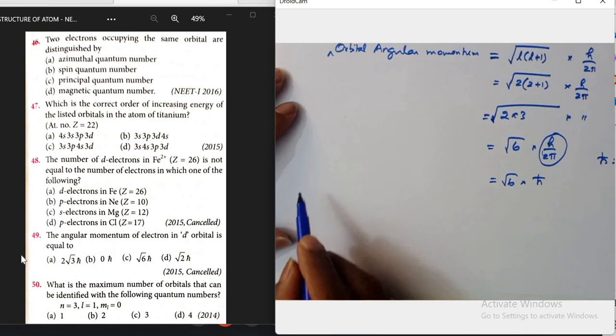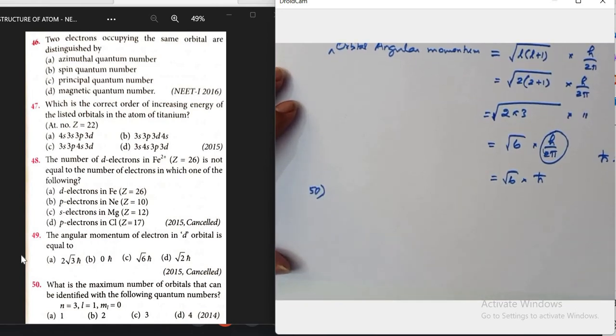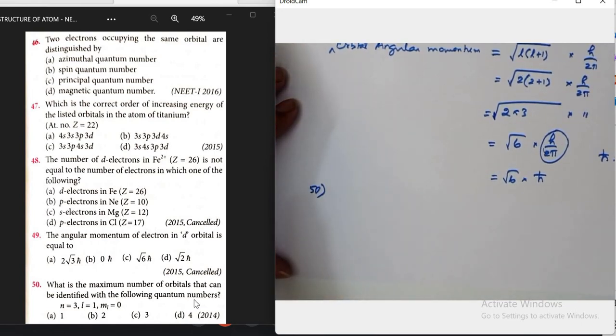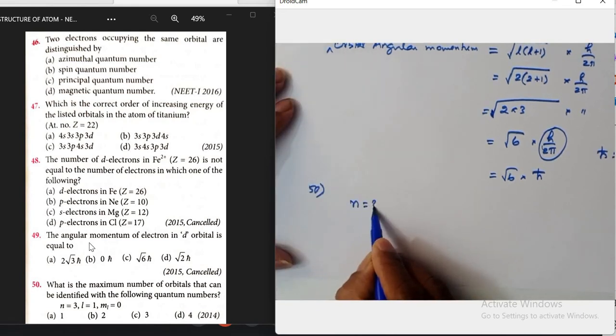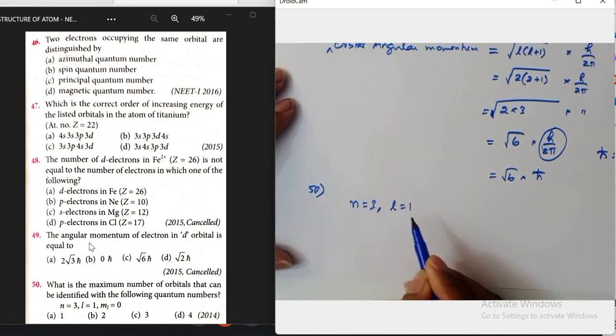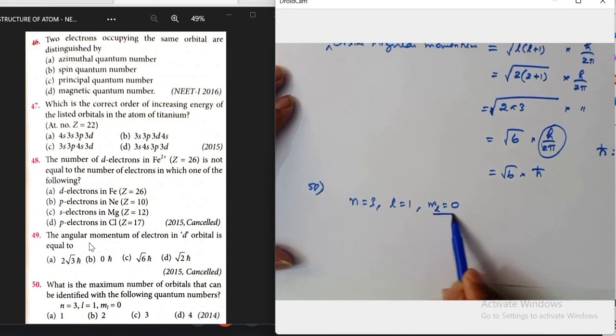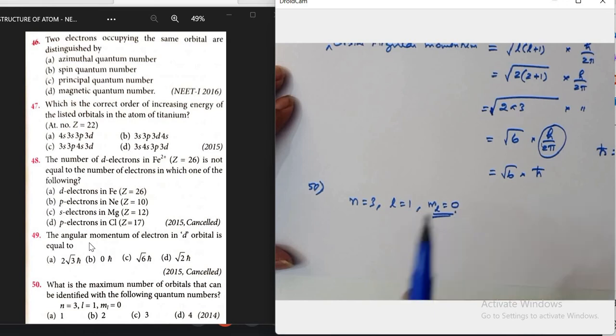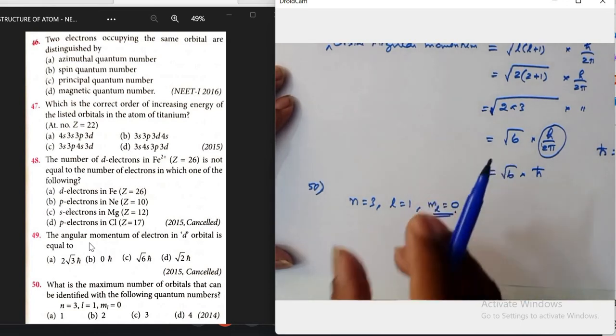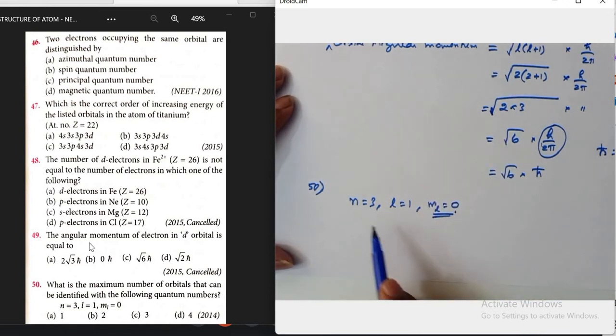Then question number 50. Read the question carefully. What is the maximum number of orbitals that can be identified with the following quantum numbers? N equal to 3, L equal to 1, ML equal to 0. Students, observe carefully. Whenever M is 0, it should be a z orbital, or the orbital should contain pure z. N value is 3.